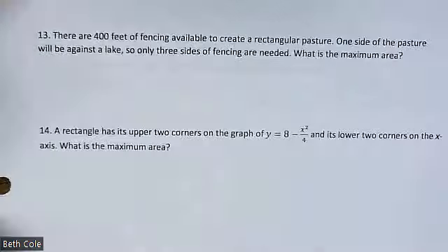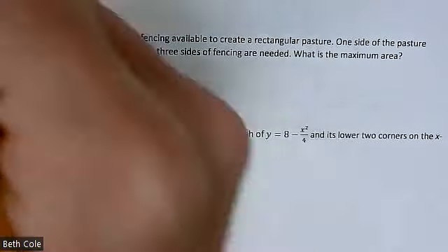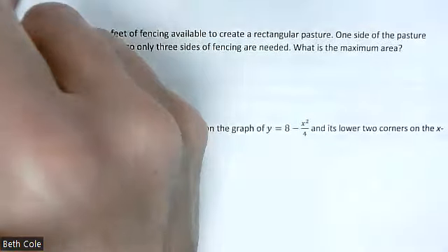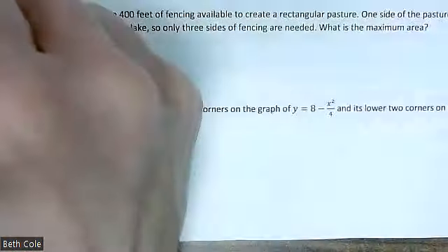We'll go to 13. Oh, this is the fencing problem. There's 400 feet of fencing. You're going to make a rectangular pasture. One side is going to be against the lake. Why is that smart? Less fencing that you'd have to use. All right. So this is X. This is Y.